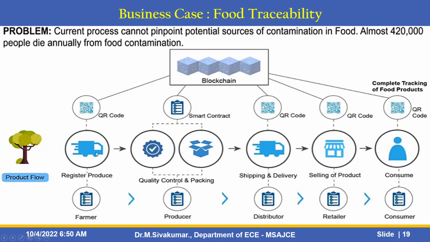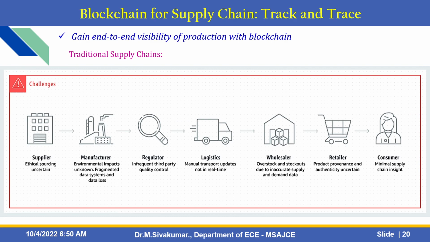In each block, for example registering the product, quality control and packing through smart contract, shipping and delivery, and selling the product, each section has a QR code. The QR code contains the relevant information about the product, and once the tracking of food products is complete, the consumer finally gets the QR code. In this QR code, all the information is available in its original form. And what is the concept behind blockchain for supply chain track and trace? Traditionally, what are the challenges? There is no information about the supplier, manufacturer, regulator, logistics, wholesaler, retailer, and finally the consumer.